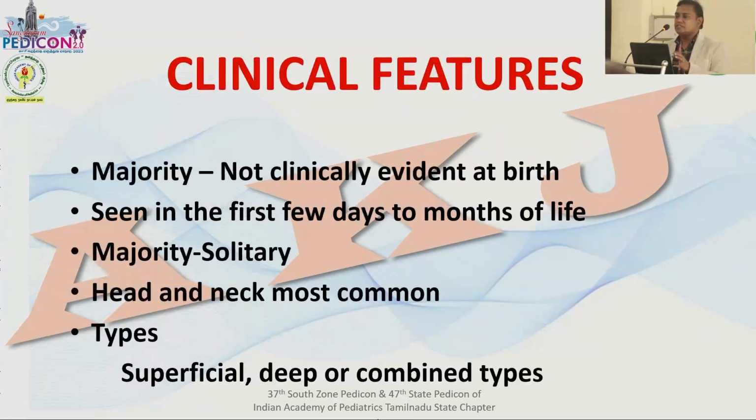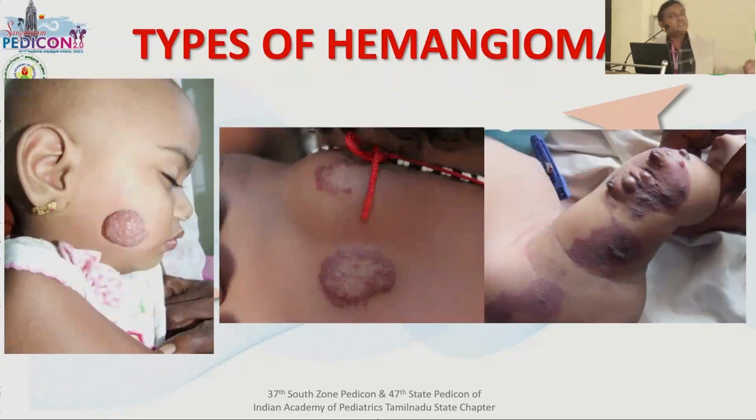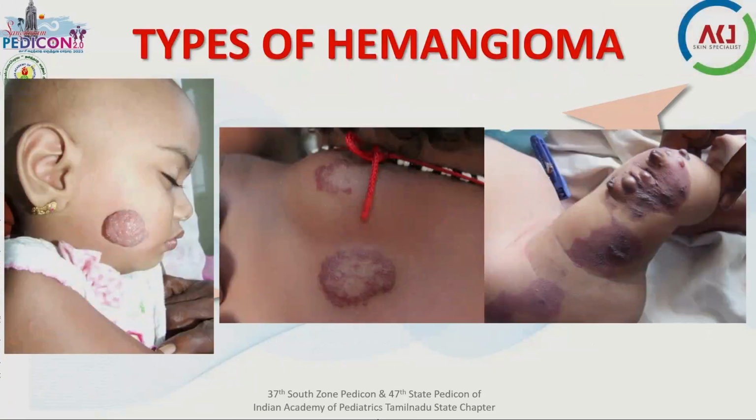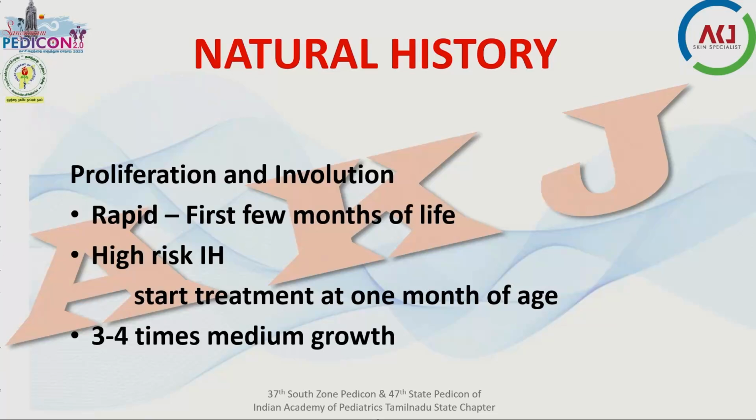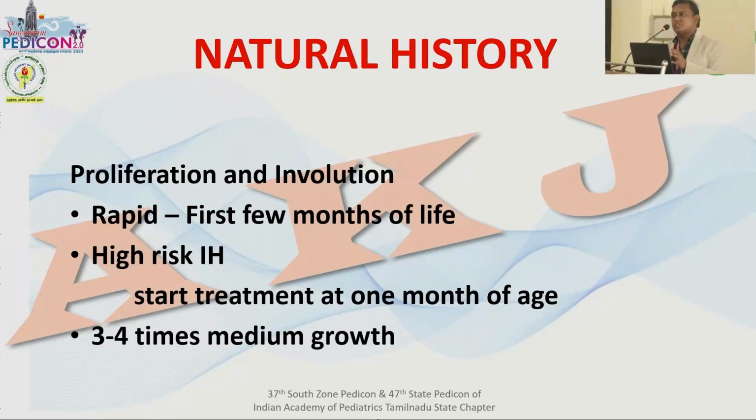The clinical features are very simple. These are the different types of hemangioma. You can see a superficial one, which you see in clinical practice. Some of them can be a deep hemangioma. On the extreme right, the picture is not very clear because of the light. It is a mixed hemangioma. The natural history is very, very important. Not all hemangiomas require intervention. The hemangiomas which require intervention are the ones which are high-risk hemangiomas.